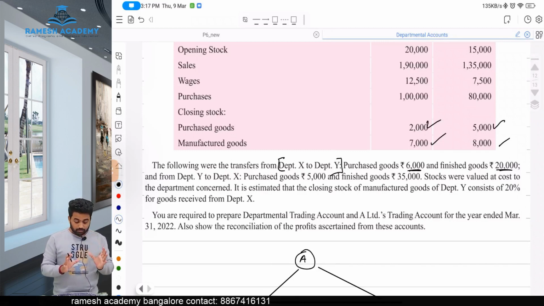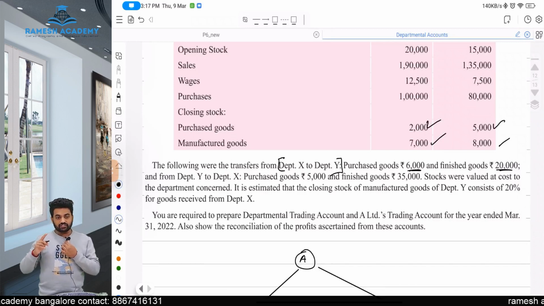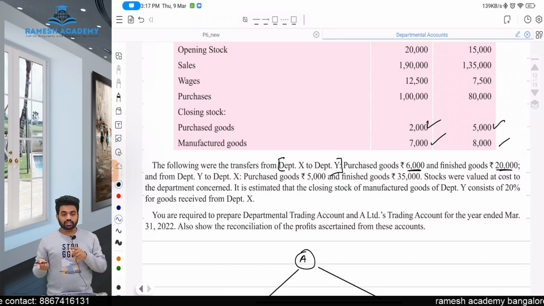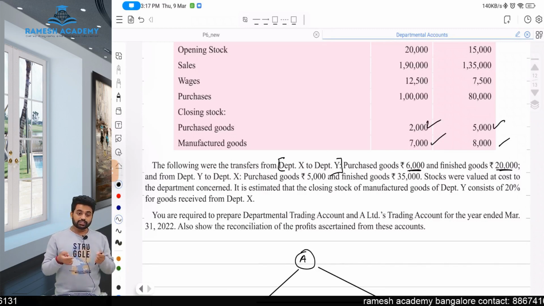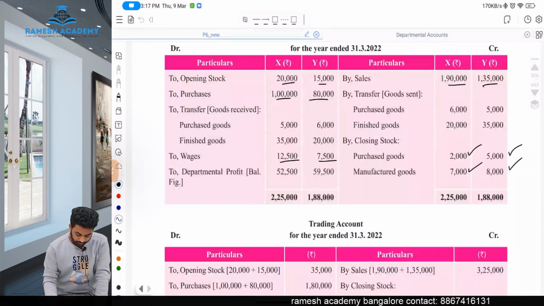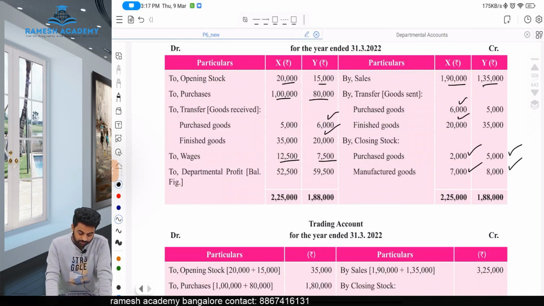So in the books of X, in the column of X, what happens? By transfer, because it is considered as kind of sales, 6,000 plus 20,000, 26,000. In the column of Y, the transfer is considered as purchase for him, 6,000 plus 20,000, 26,000. By transfer, in the X column 26,000, in the Y column 26,000. Okay, next.